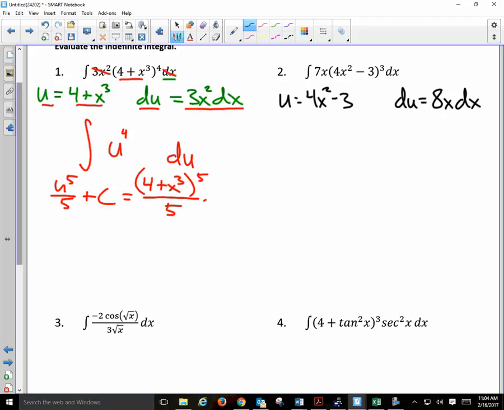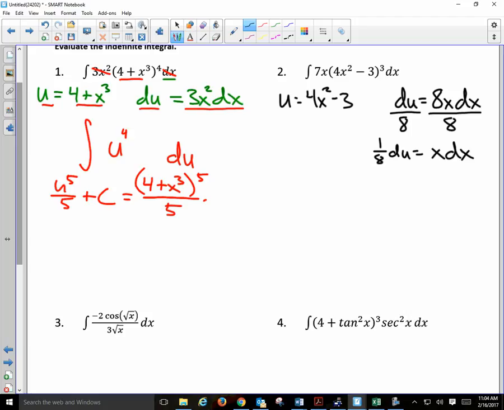So as you look at this piece right here, we have u is 4x squared minus 3. Now, some people wondered why I didn't write 7x here, because they saw the 7x. You don't just write whatever you see. You have to write what the derivative is. Now, I want a 7x. I don't have a 7x. I have an 8x. So I'm going to just divide by 8 to get 1/8 du is equal to x dx.